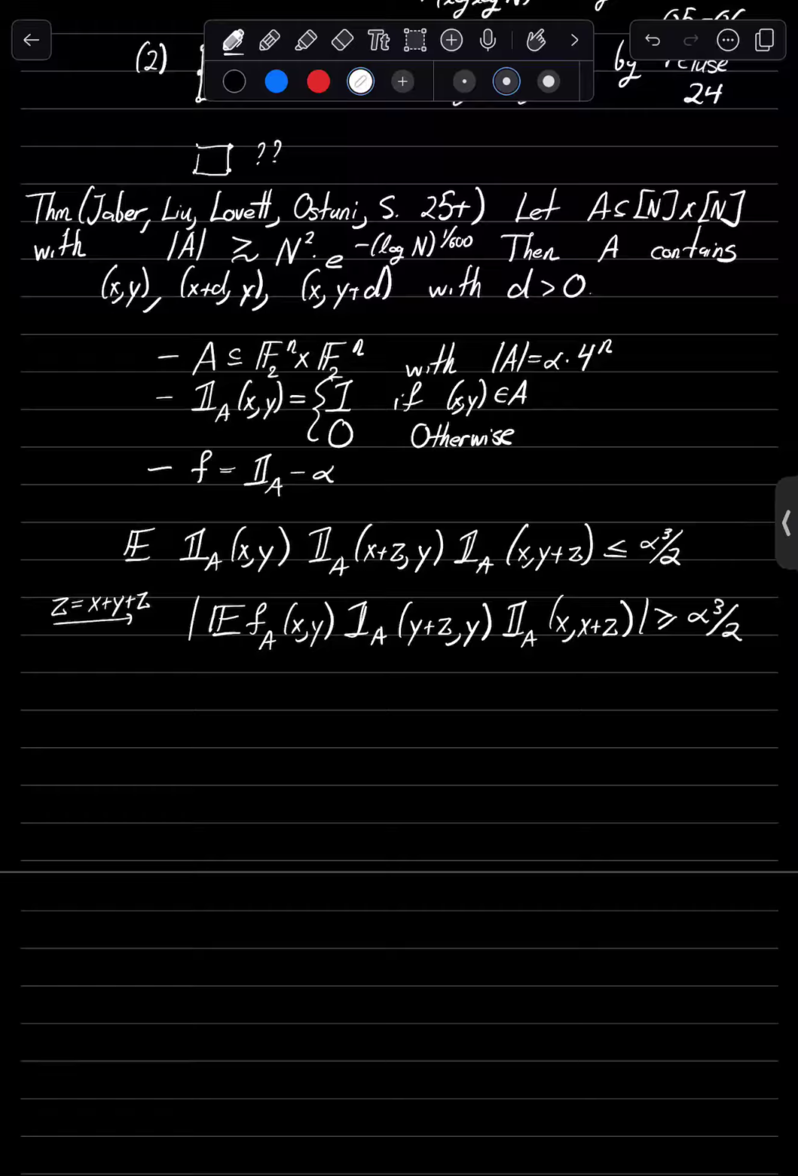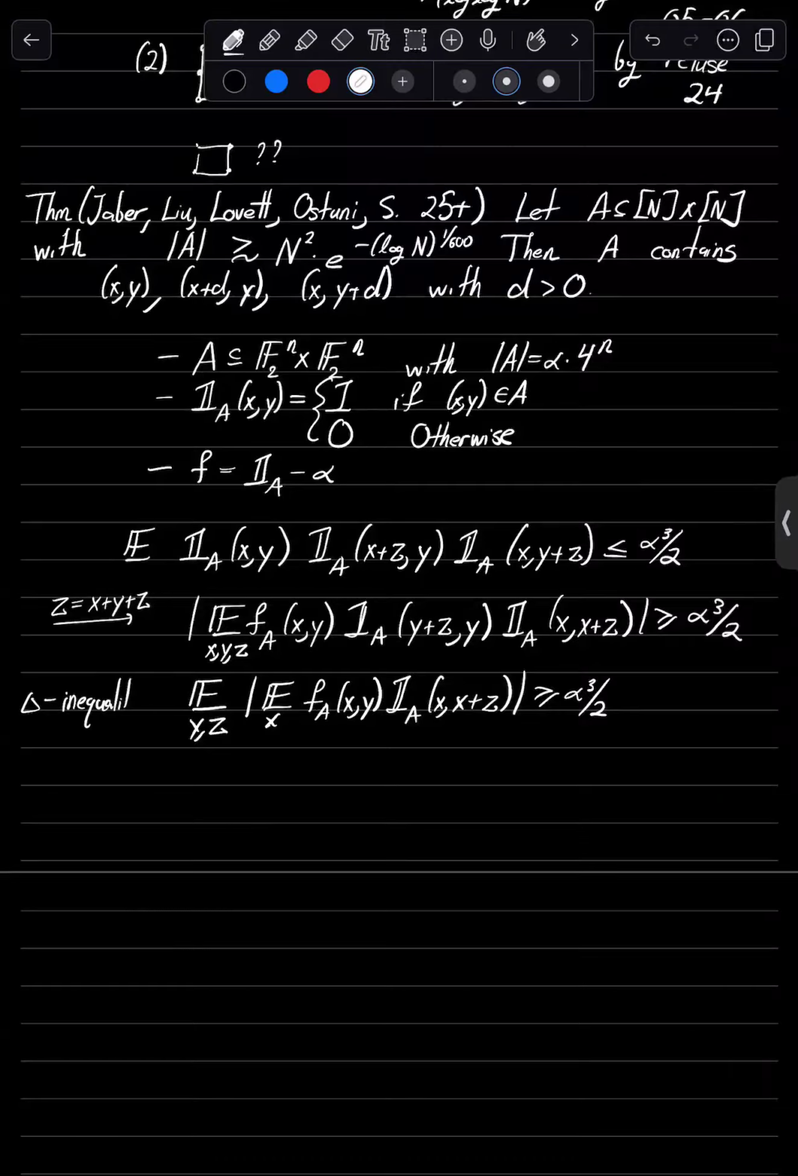Okay. So I'm taking the average over x, y, and z. So first let me pull out the expectation. Let's first apply the triangle inequality. I pull out expectation of y and z, and I'm left with an expectation over x on the inside. I get f_A(x,y) times the indicator function of A at x plus z. This is bigger than alpha cubed over 2. So this is just the triangle inequality.